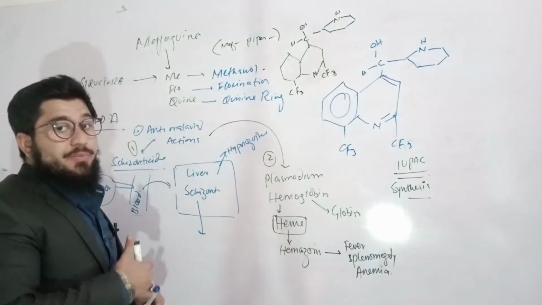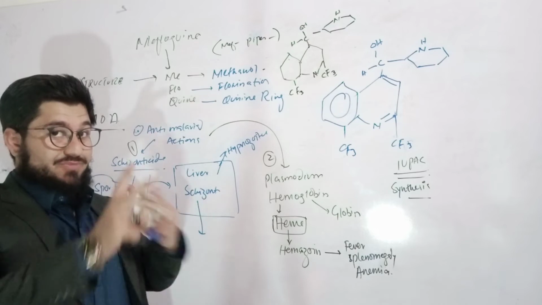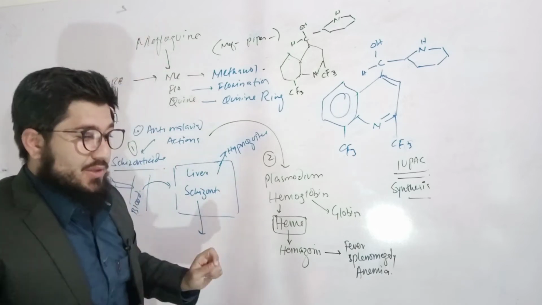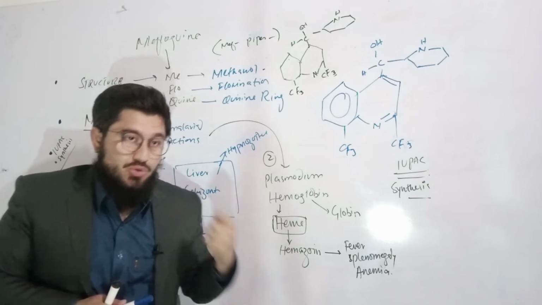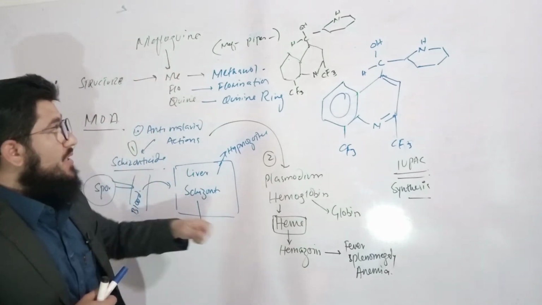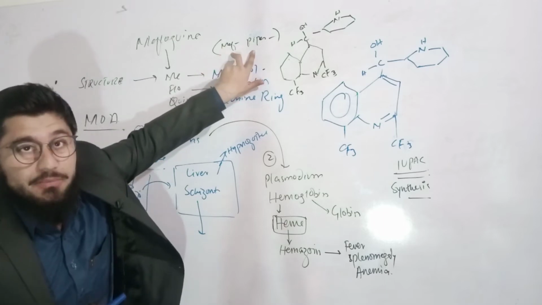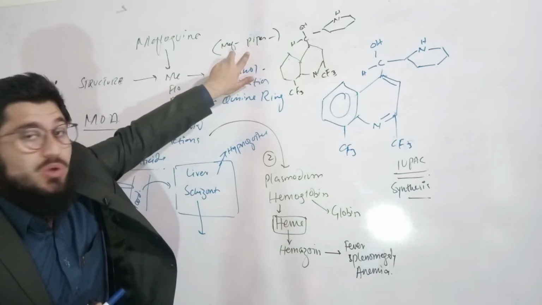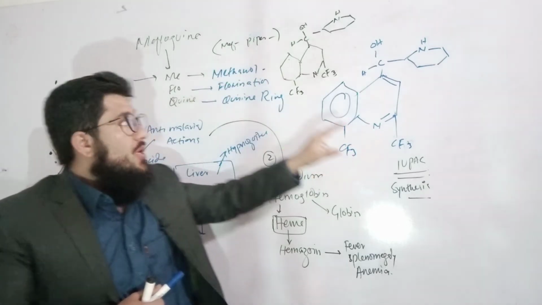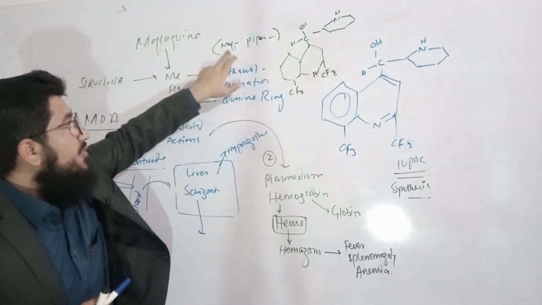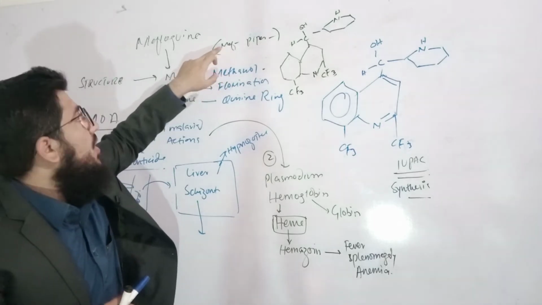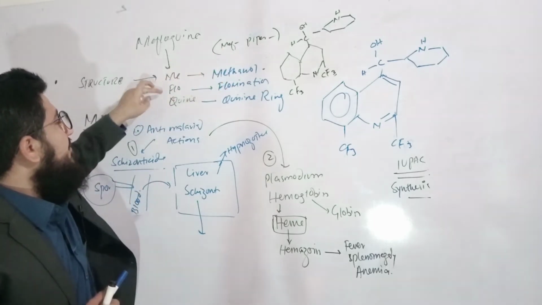So how did we get this structure? Again, just recapping, mefloquine is a drug, and we are asked in exams to draw the structure of mefloquine. So how would you draw it? Very simple. I told you, learn this trick name. Through this trick name, you will become able to draw the structure of mefloquine. So what is this trick name? Trick name is mefloquine piperidine. So I'll just take mefloquine first of all. First of all, split this mefloquine into me, flo, and quine.